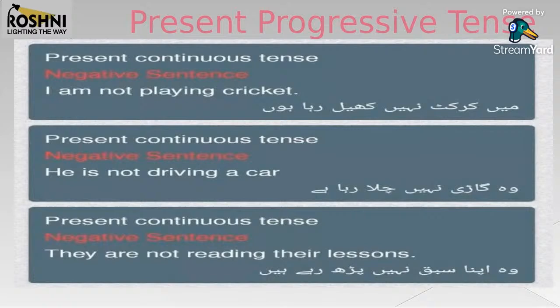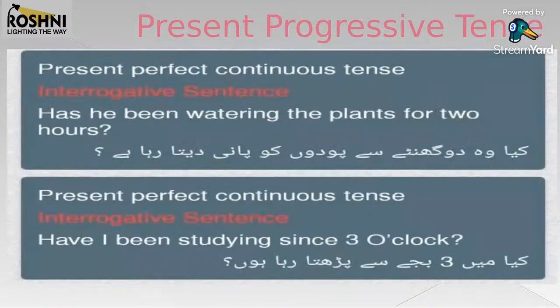Okay. इसमें सबसे अच्छी चीज ये है that whenever you are having a negative sentence with the word नहीं, you can identify, and it is always before the verb, whether it is in Urdu, whether it is in English. Interrogative. Has he been watering the plants for 2 hours?